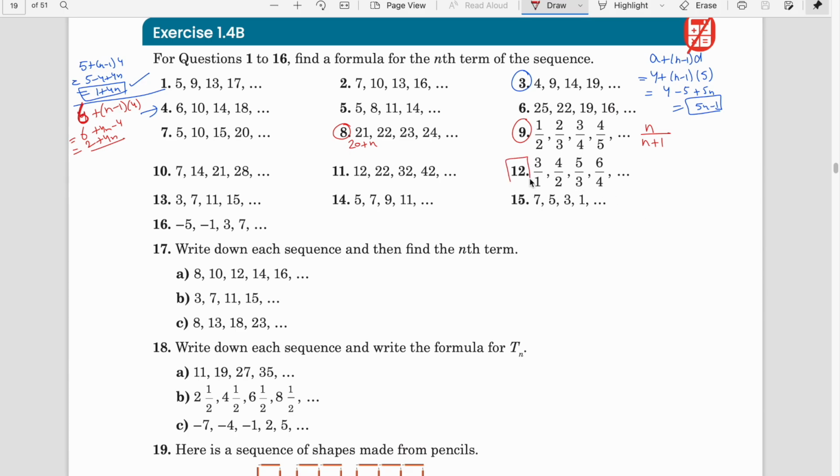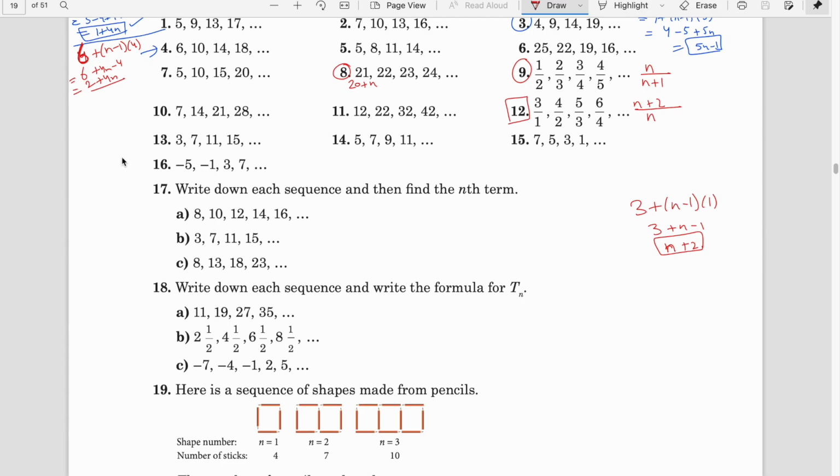Look at question number 12. 3, 4, 5, 6. So first term plus n minus 1 into difference. So 3 plus n minus 1. So I'm getting n plus 2. So in the numerator n plus 2. Now notice that every denominator is 2 less. So we can write n. Or we could have just seen that it is 1, 2, 3, 4. Perfectly natural sequence number equal to term value.